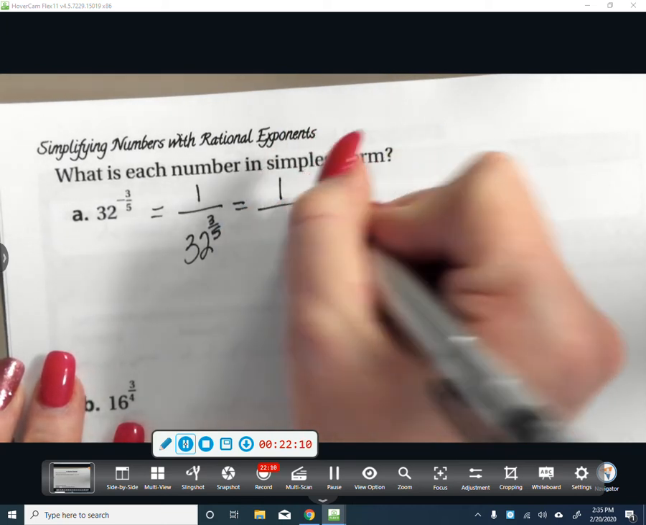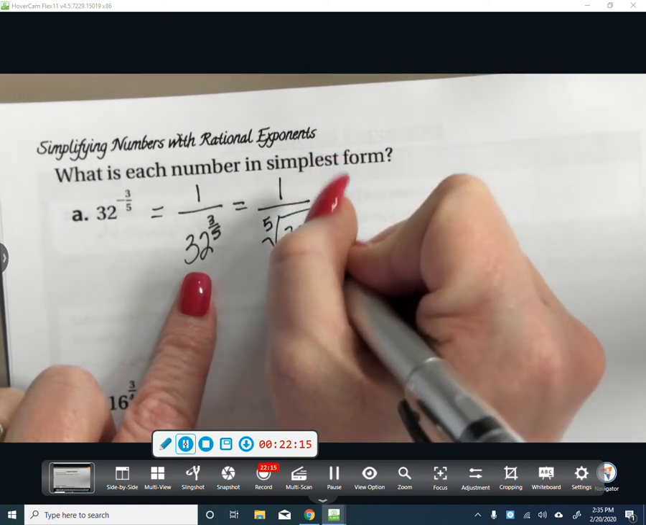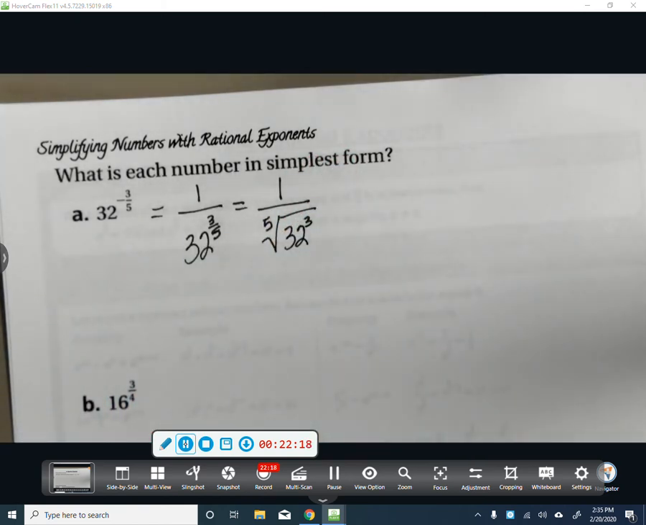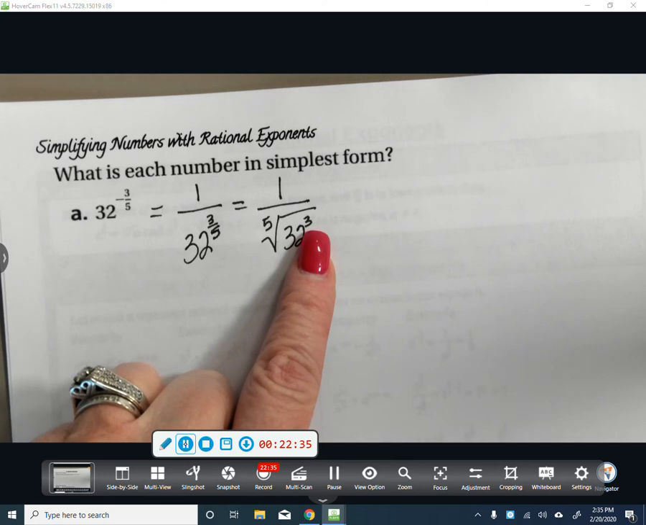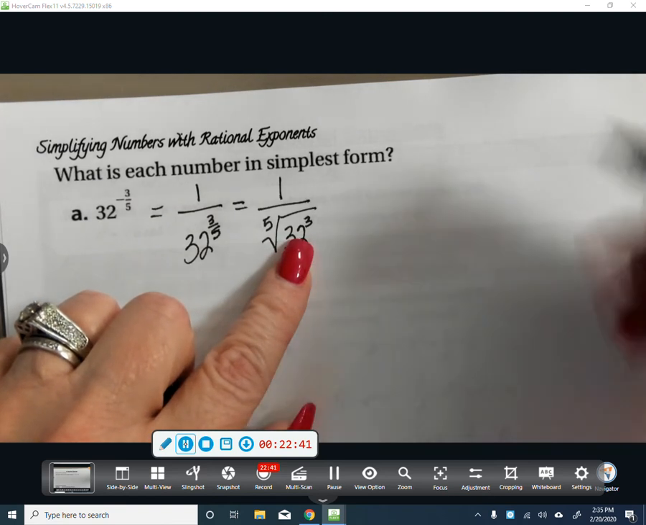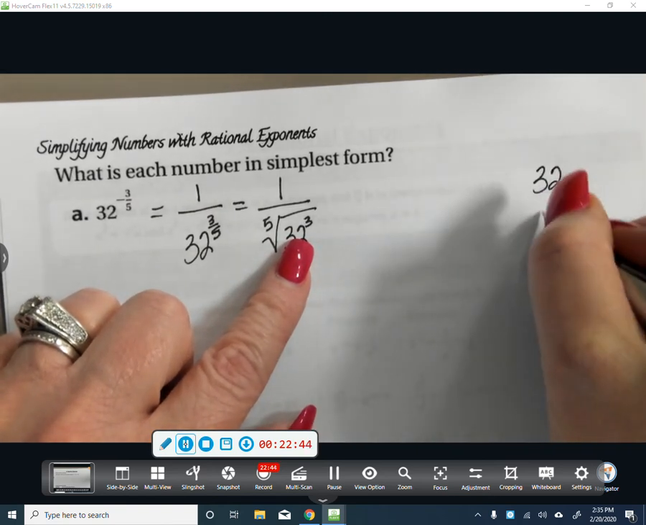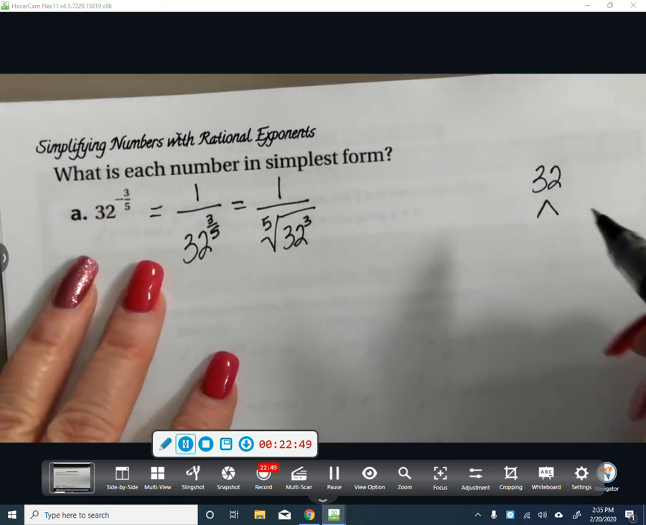So we're going to write that in radical form. And check it. Questions. Now, this says 32 cubed. If I do 32 cubed, I'm going to get a really big number. But what I know is that I can take 32 and pretty quickly bust that down to the primes. So let's do that first. Take 32 all the way to the primes.